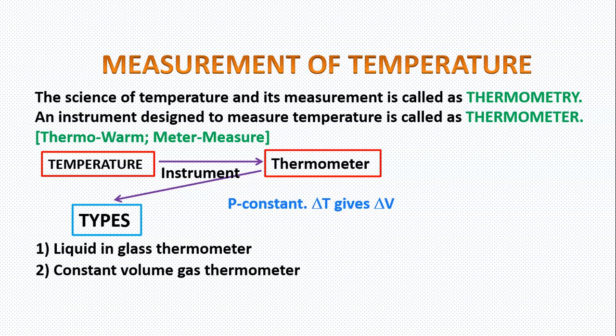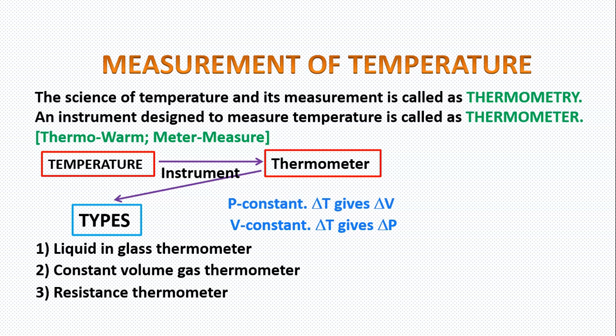Next type of thermometer is a constant volume gas thermometer. Volume remains constant. When the volume is constant, then temperature is directly proportional to pressure. Okay. So actually what we observe is a change in pressure, but what is calibrated is increase in temperature or change in temperature.